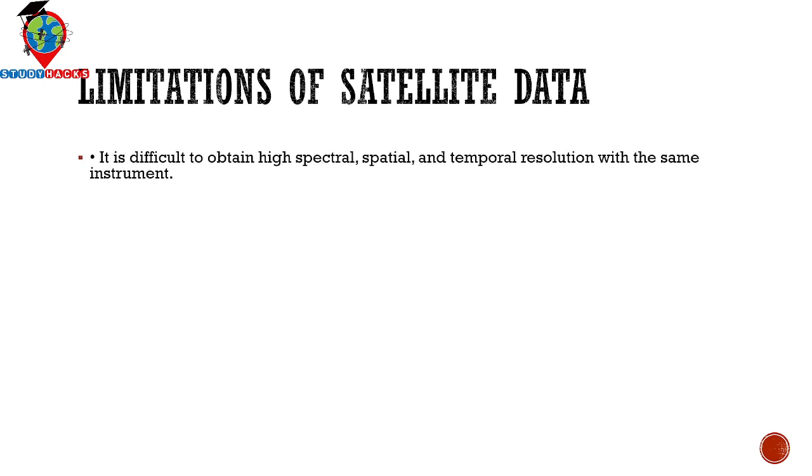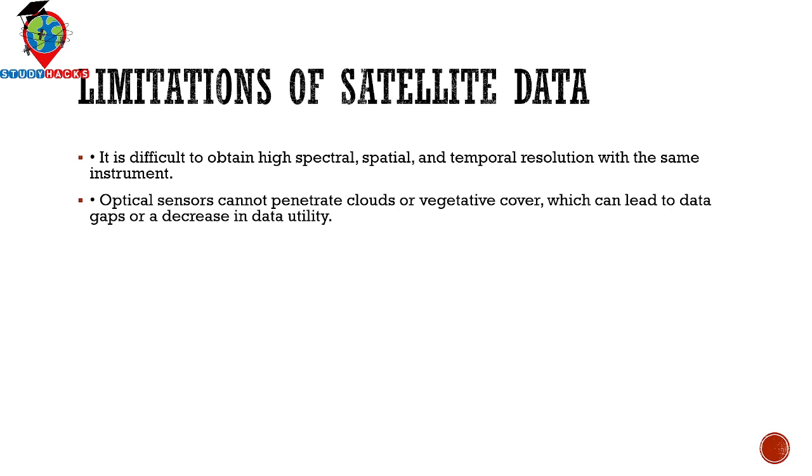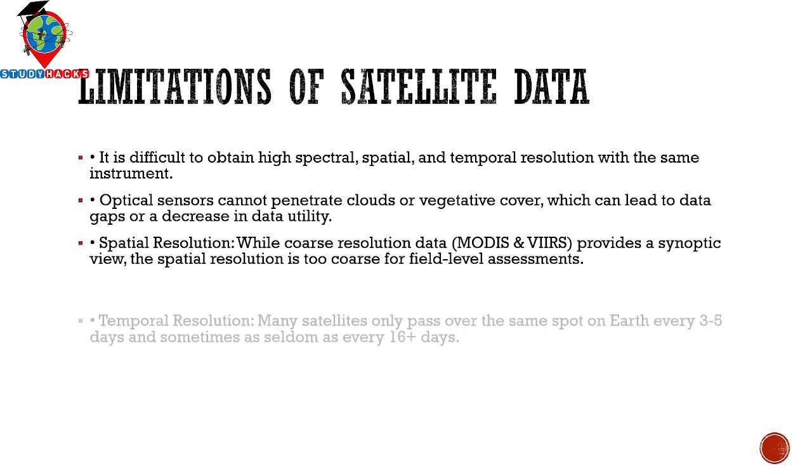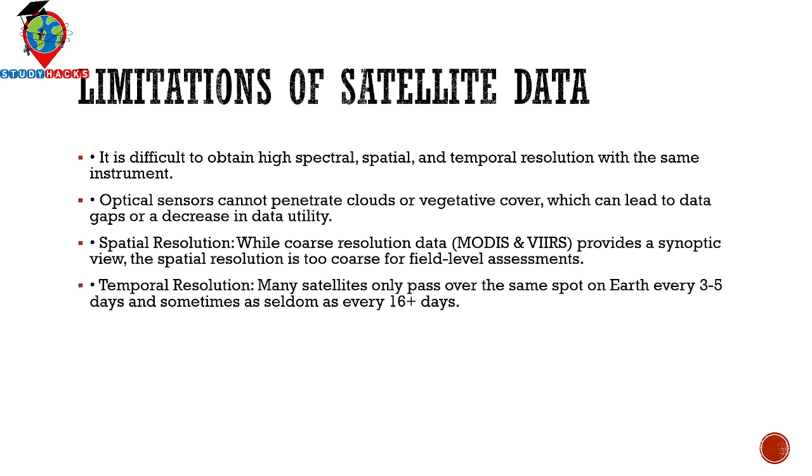Now, the limitations of satellite data. First of all, it is difficult to obtain high spectral, spatial, and temporal resolution with the same instrument. Then, optical sensors cannot penetrate cloud or vegetation cover, which can lead to data gaps or a decrease in data utility. Spatial resolution: while coarse resolution data provide a synoptic view, the spatial resolution is too coarse for field level assessment. Temporal resolution: many satellites only pass over the same spot on Earth every 3 to 5 days, and sometimes as seldom as every 16 plus days.